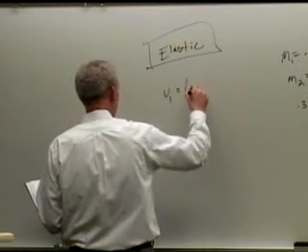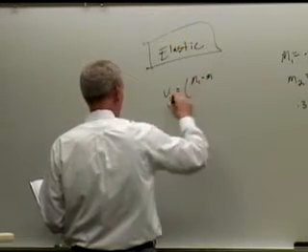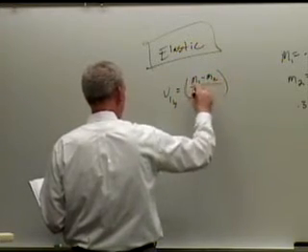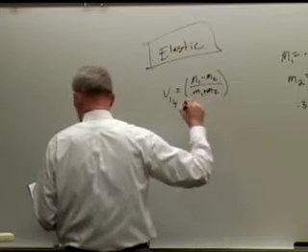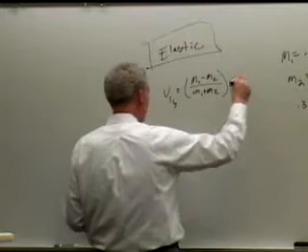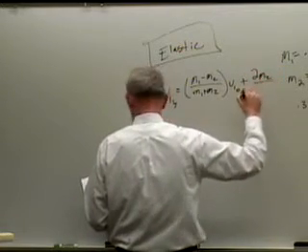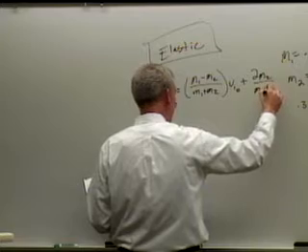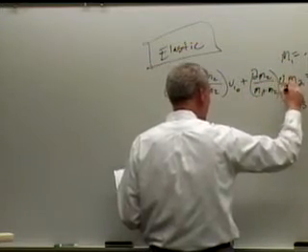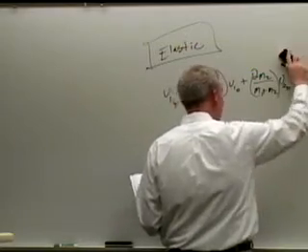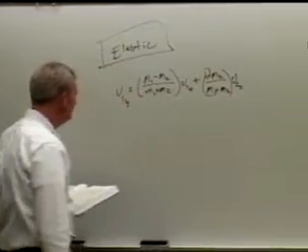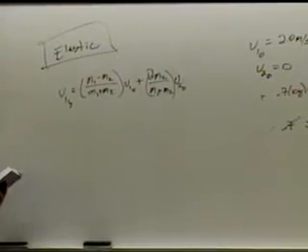So here we go. V1 final equals M1 minus M2, divided by M1 plus M2, times V1 naught, plus 2M2 over M1 plus M2 times V2 naught. Kind of ran out of room there. Here's that half. Aren't you glad we didn't derive all that?